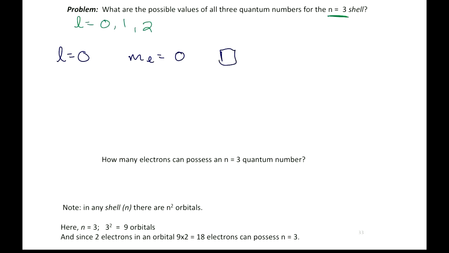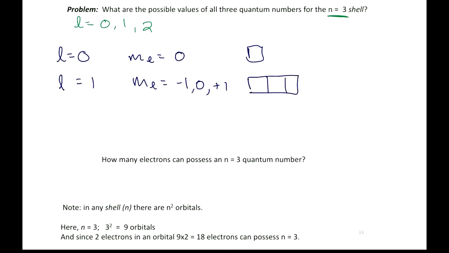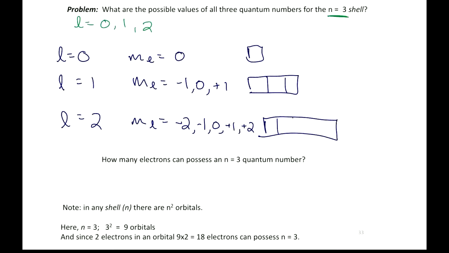The next one that we are going to consider is L equals 1. What are our possible m sub L's? -1, 0, and +1. So how many boxes would that be in our orbital or energy level diagram? 3. Very good, because there are 3 different orientations, so 3 different boxes. And then finally, L equals 2. What are our possible m sub L's? -2 all the way to +2. So how many boxes? 5. So 1, 2, 3, 4, 5.